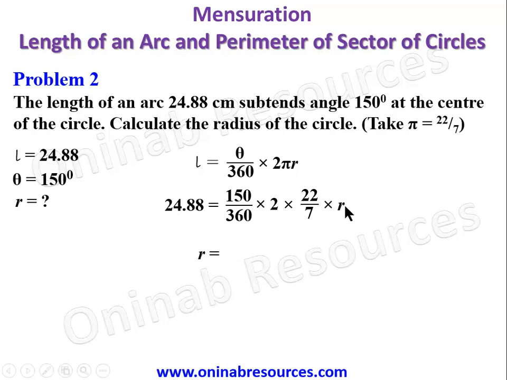To make r the subject of the formula, here we have 24.88 multiplied by 360 multiplied by 7. We are multiplying by the denominators here. Apart from this, multiply by the denominators at the right hand side, then we now divide by the numerators. So we now divide by 150 times 2 times 22, and we press our calculator from here.